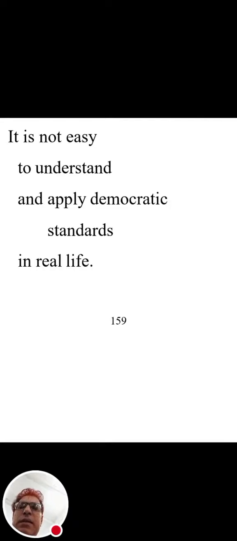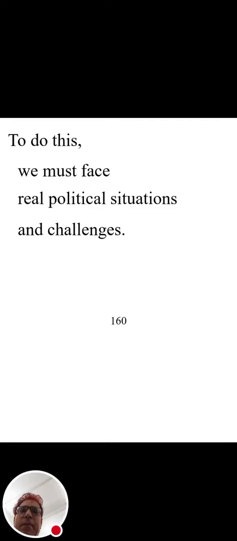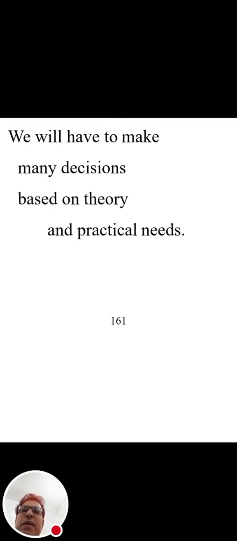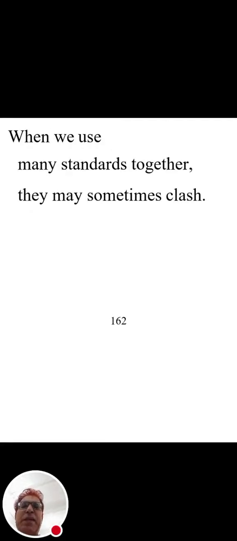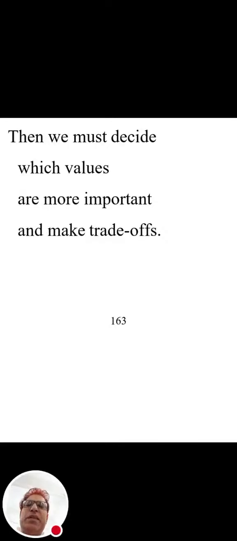It is not easy to understand and apply democratic standards in real life. To do this, we must face real political situations and challenges. We will have to make many decisions based on theory and practical needs. When we use many standards together, they may sometimes clash. Then we must decide which values are more important and make trade-offs.